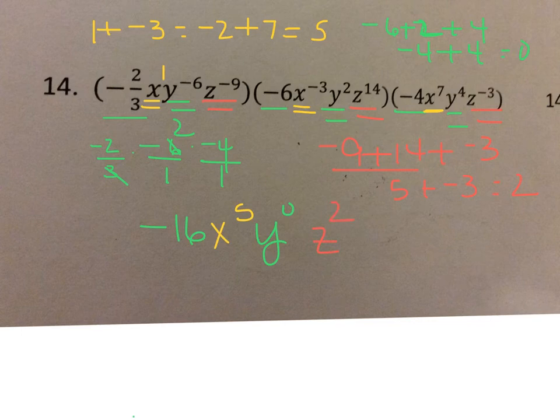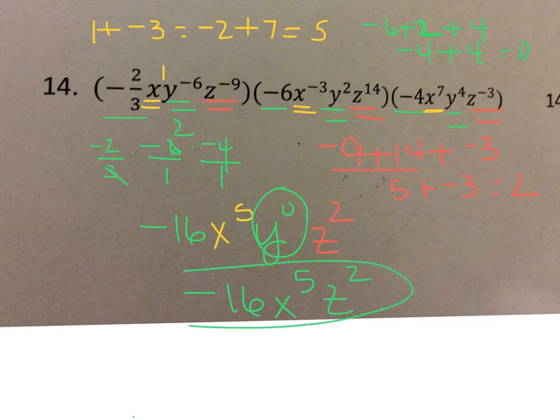Now, this answer almost looks like it's okay, but right here, I don't need to put a y to the 0. That just means 1. So the final answer to this problem that I want to see is negative 16, x to the 5th, z to the second. You don't even put y in your answer.